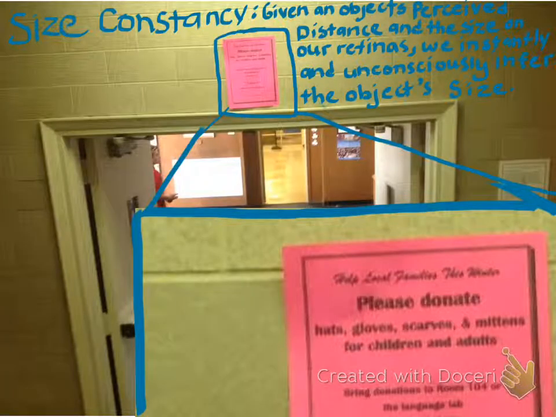So we use this picture to demonstrate size constancy because even though the image is farther away and there's perceived distance, we know unconsciously the size of the pink sheet. So basically, even though when we're looking at it from further away, it's a smaller retinal size versus looking at it close up, it's a bigger retinal size, we unconsciously know that they're the same size.